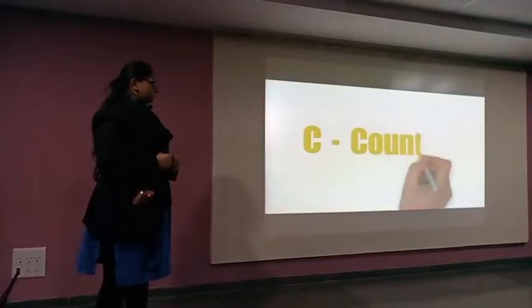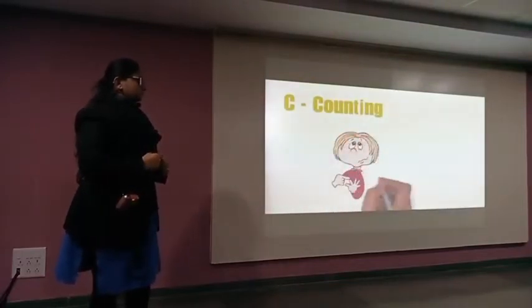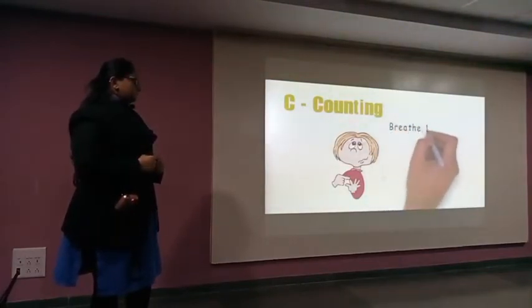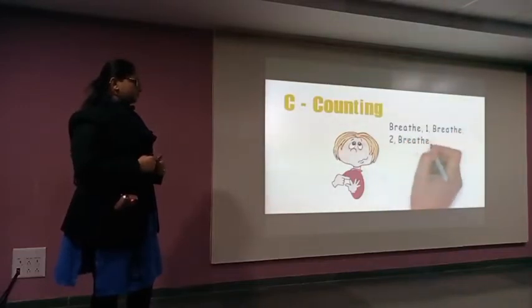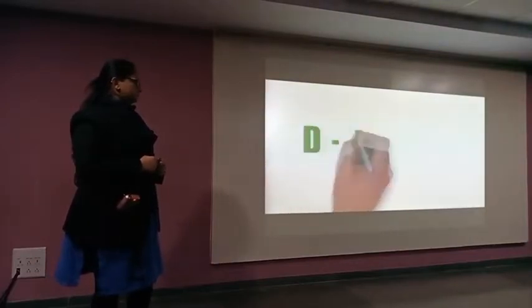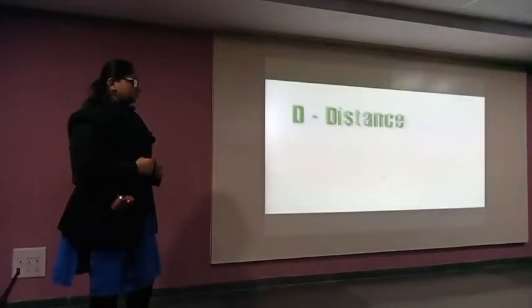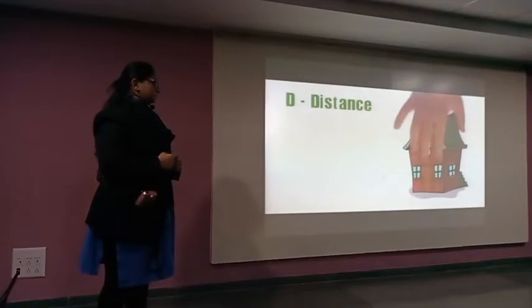C stands for counting. I count in between my deep breaths. So it goes kind of like this. 1, 2, you get it. D stands for distance. If I've done it right, by the time I've done steps A, B, and C, I've calmed down enough to not need it.